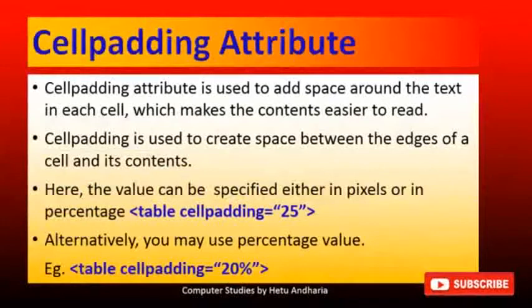So the next attribute is cellpadding. Now the cellpadding attribute is used to add space around the text in each cell, which makes the content easier to read. Cellpadding is used to create space between the edges of a cell and its content. If we add cellpadding, then our table will look more formatted, more readable. Here the value can be specified either in pixels or in percentage. Here it is given table cellpadding is equal to 25, or you can also type table cellpadding is equal to 20%.